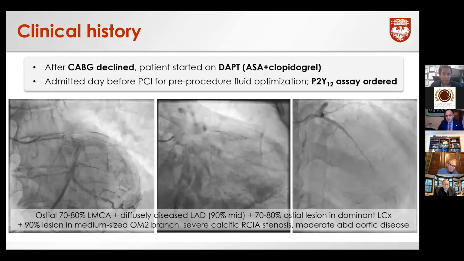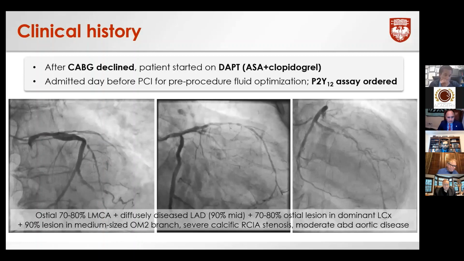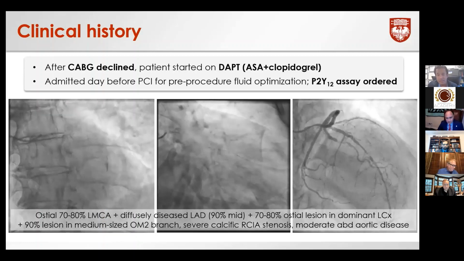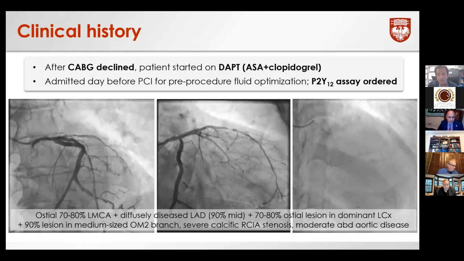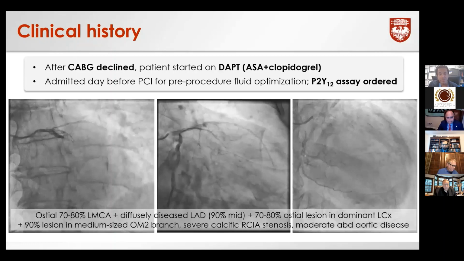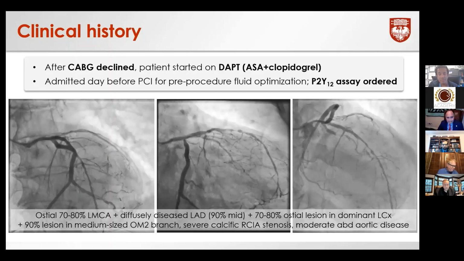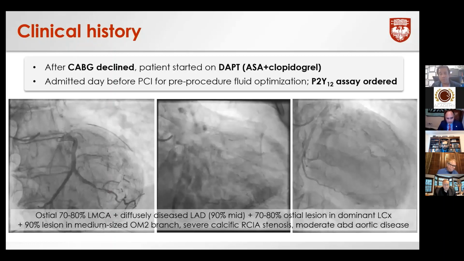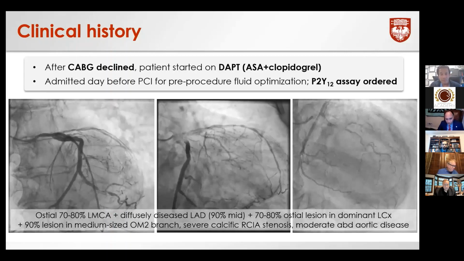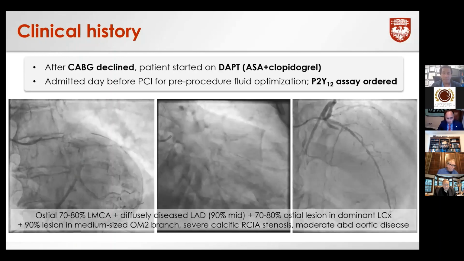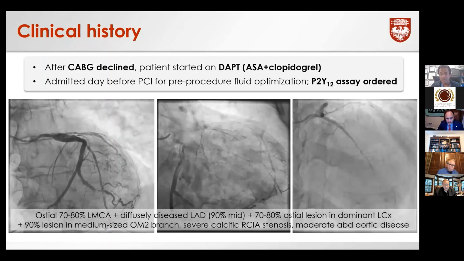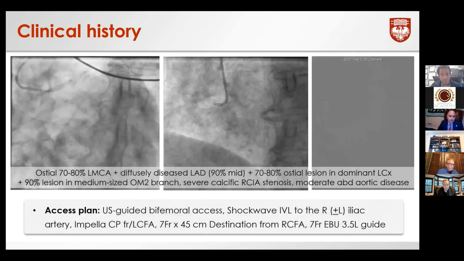So what you see here on the angiogram is, as you can see for yourself, he's got ostial 70 to 80% left main disease, a diffusely diseased LAD, and 70 to 80% ostial disease of a dominant circumflex. He's also got a 90% lesion in a medium-sized OM2 branch, which we thought perhaps mapped out both by wall motion and perfusion to an area that was infarcted. Some very calcified right common iliac artery stenosis and moderate disease of his abdominal aorta that you'll see here.